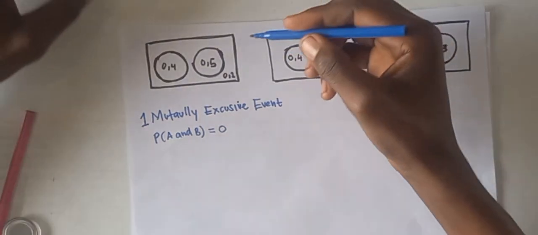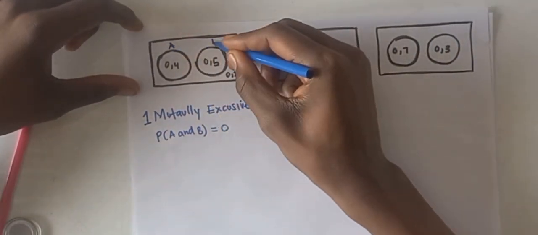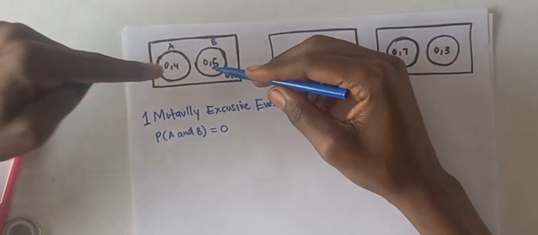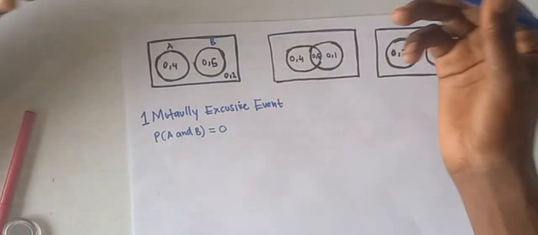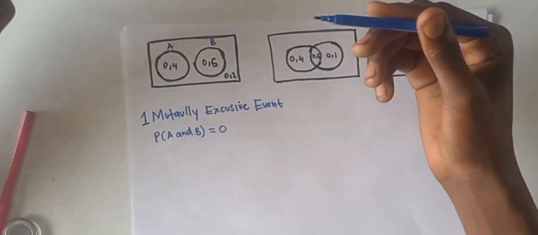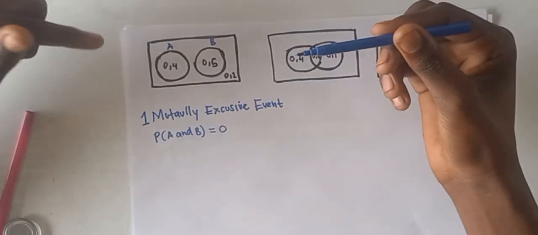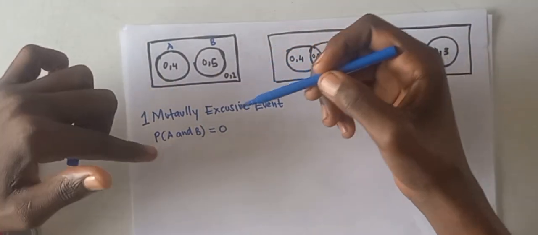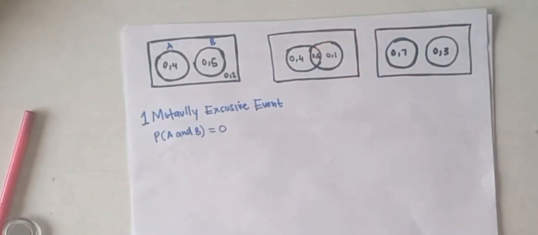We can see it in this kind of Venn diagram. Let's say this one is event A and this one is event B. Event A and event B don't share anything in common. So these two events are called mutually exclusive events, because they don't share any common outcome. We can conclusively say that if two events are mutually exclusive, the probability of A and B has to be equal to 0.